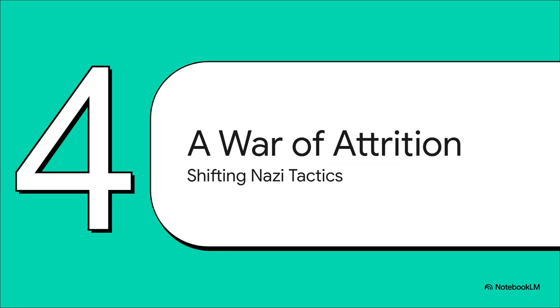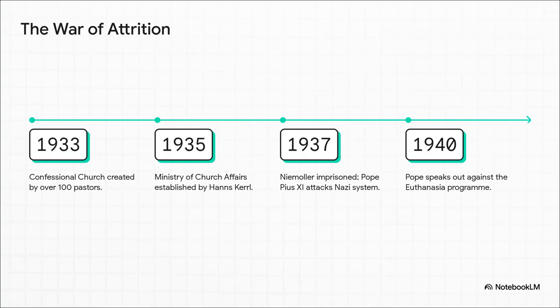Let's look at Section 4, a war of attrition. Since a direct attack would alienate millions of everyday Germans, the regime opted for a slow, grinding war of attrition. Let's just trace the timeline here. In 1935, they set up a dedicated Ministry of Church Affairs. But over time, the resistance just kept growing. By 1937, things escalated. Pastor Niemöller was thrown into a concentration camp, and Pope Pius XI publicly attacked the Nazi system. Fast forward to 1940, and the Pope was even speaking out directly against the regime's horrific euthanasia program.